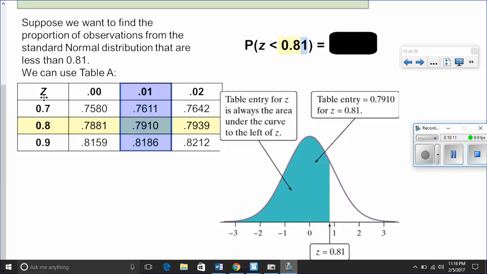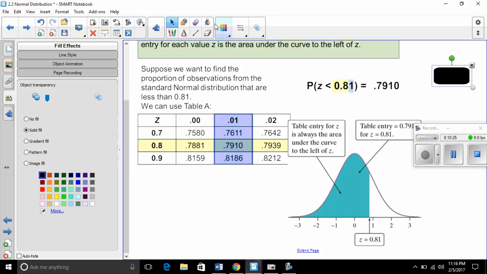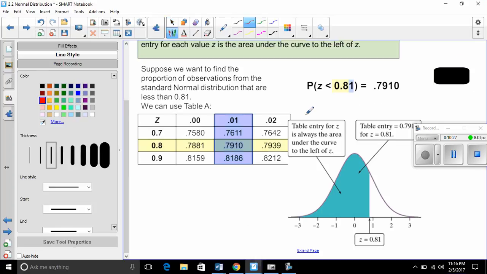I'll go ahead and tell you that this table only does less than. So if you wanted greater than 0.81, you would have to subtract that area from 1. So this area is 0.7910. But if you wanted to know z greater than 0.81, we would subtract that from 1. So 1 minus 0.791.